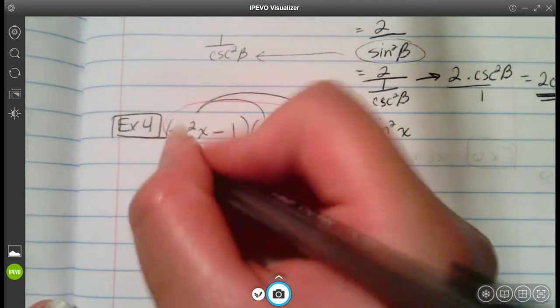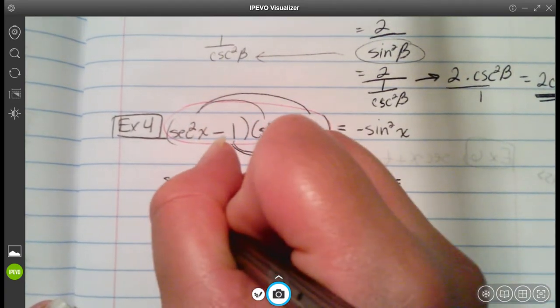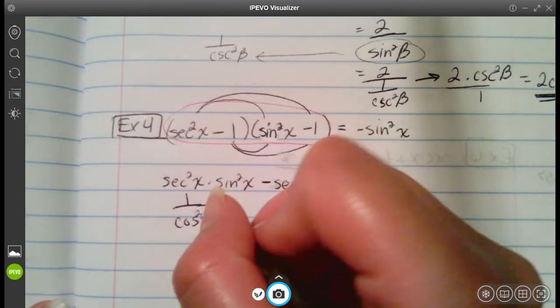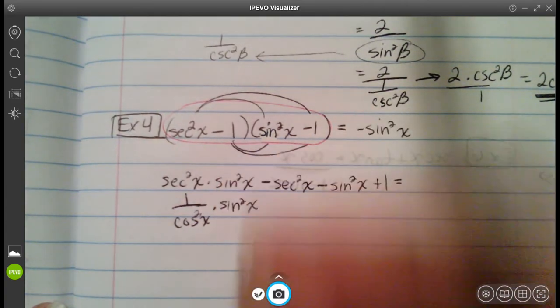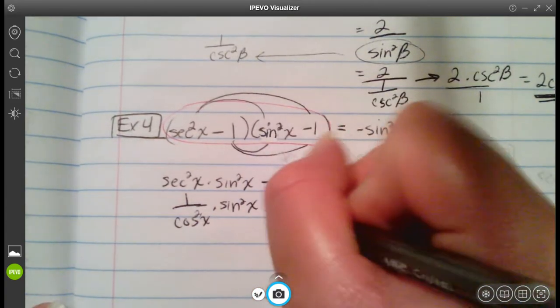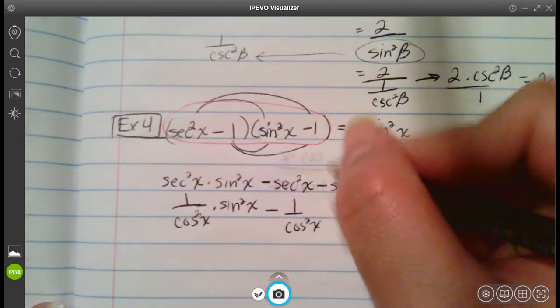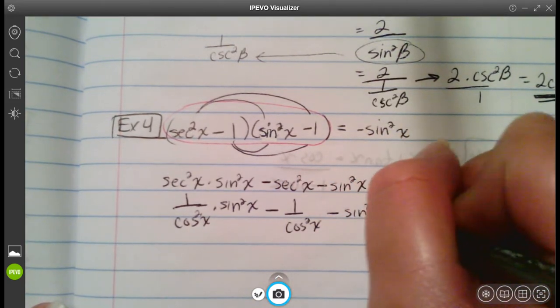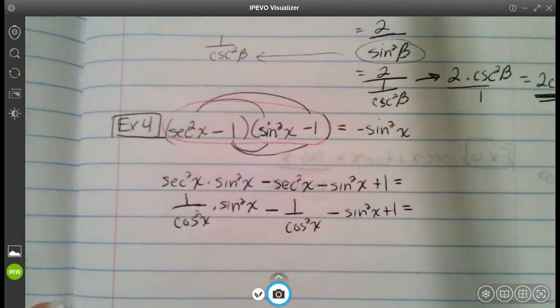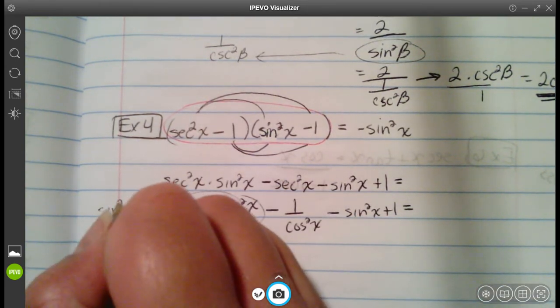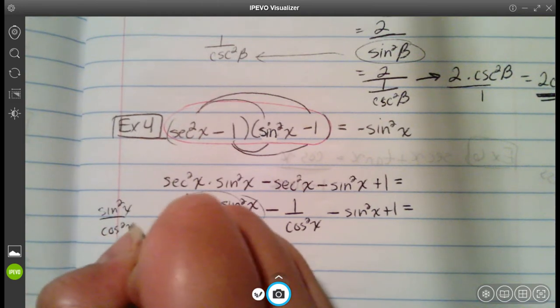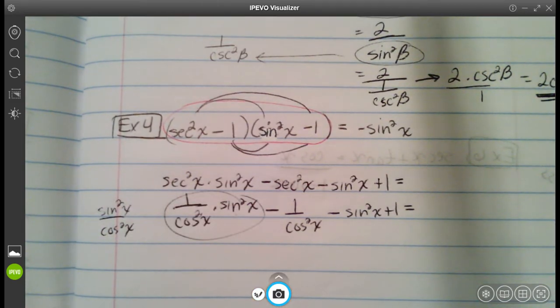So this secant squared x is the same as 1 over cosine squared of x, okay? And then sine squared of x just goes next to it. Minus, again, this is going to be 1 over cosine squared of x minus sine squared of x plus 1 is equal to whatever. Right here, I can see that if I put these together, this part right here, I can probably put them together like this. And what do you know? We have tangents. So let's replace this with tangents.